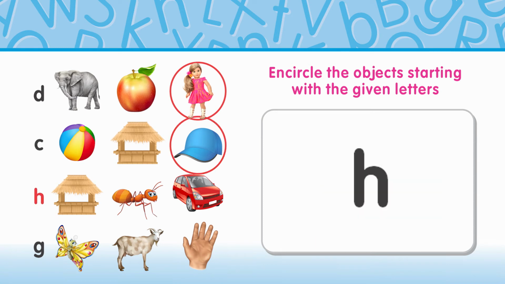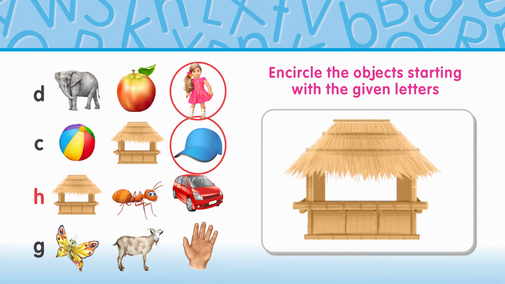H stands for house. House is the first picture in the row. So we encircle the picture of a house.